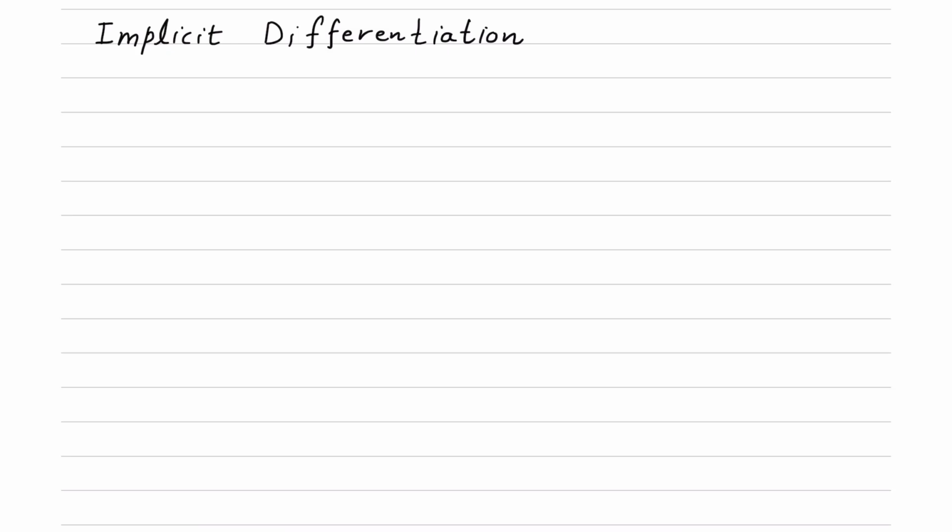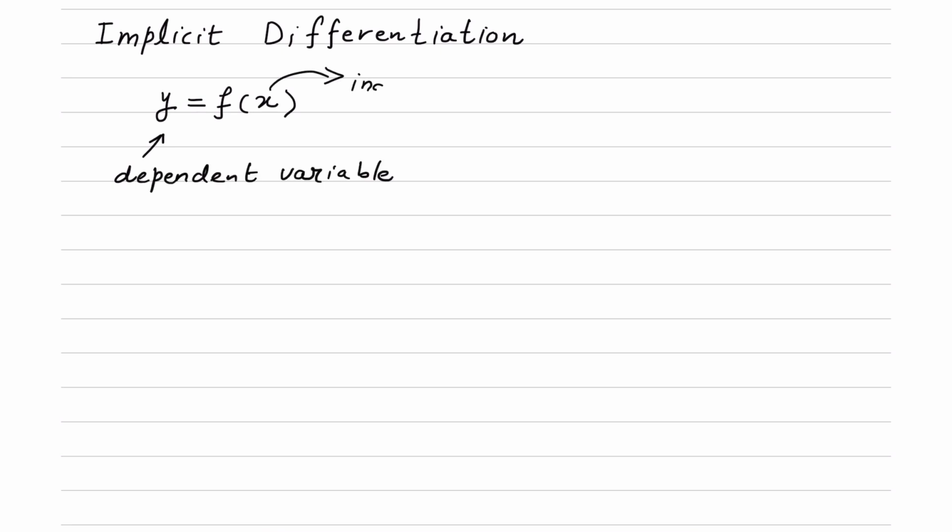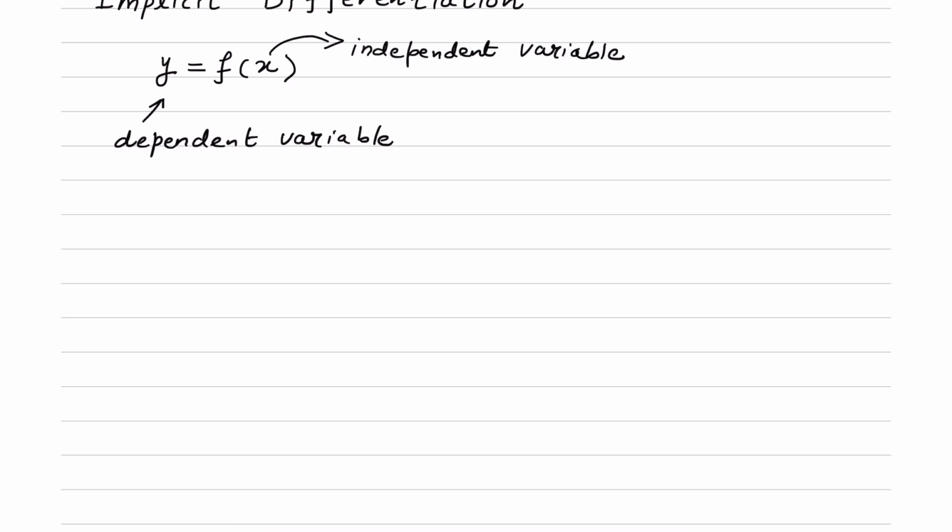In this video, we are going to talk about implicit differentiation. Let's say we have a function y is equal to f of x, where y is the dependent variable and x is the independent variable. Since y is dependent and x is independent, we find the derivative of the dependent variable with respect to the independent variable x. And on the right hand side, we have f dash x.